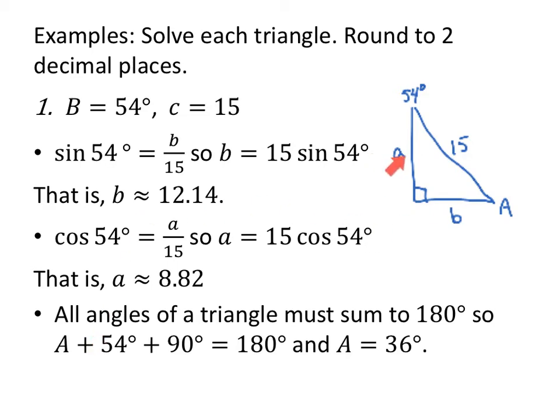Now, I found A and I found B. All that was left is I need to find angle A, but remember, all angles of a triangle must sum to 180 degrees. So I know angle A plus 54 degrees plus 90 degrees, the right angle, has to be 180, leaving me with A equals 36 degrees. I probably should have found that one first. It's the easiest, but it's kind of nice to do all the hard work and leave the easy part for last.